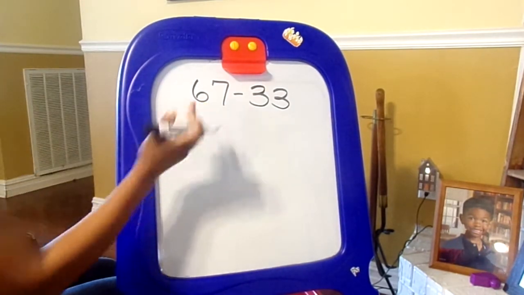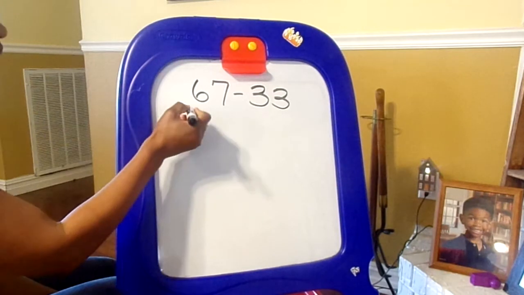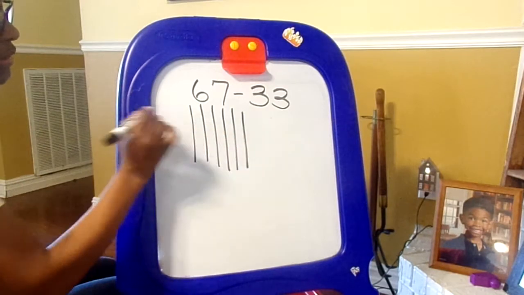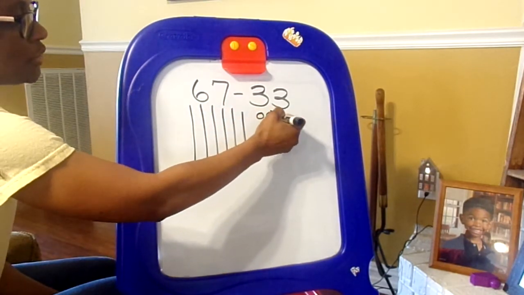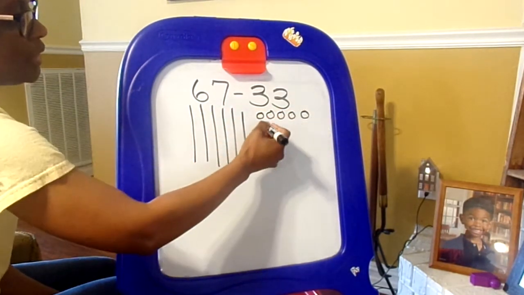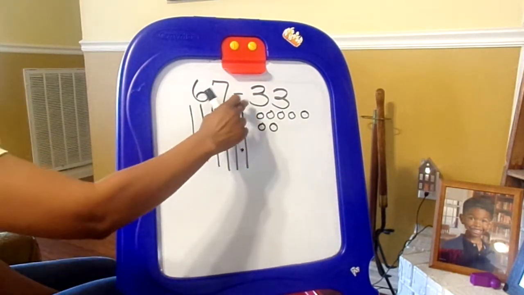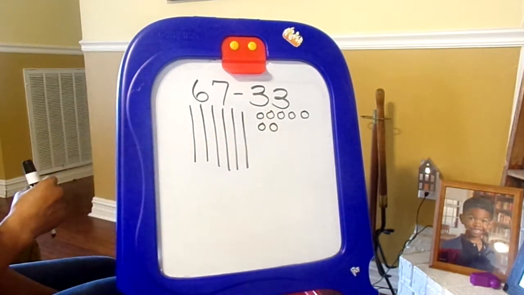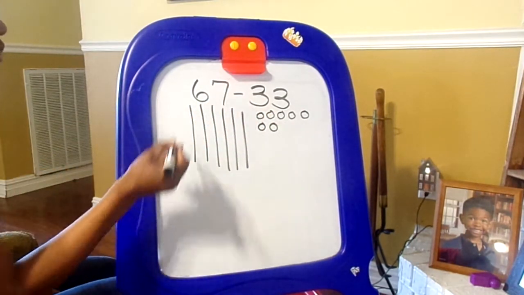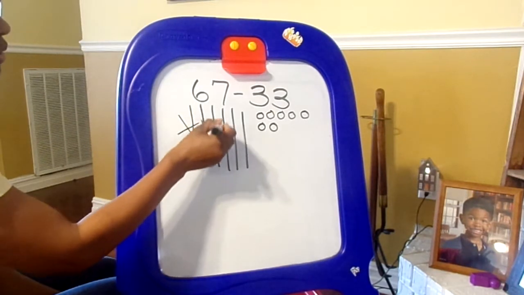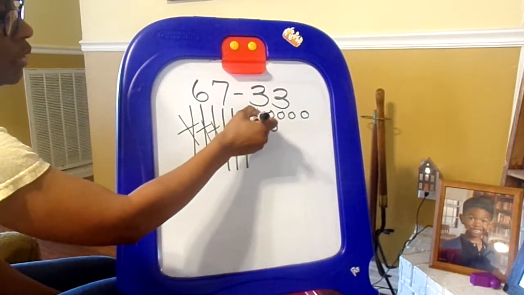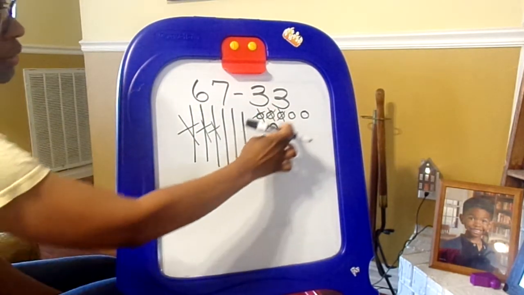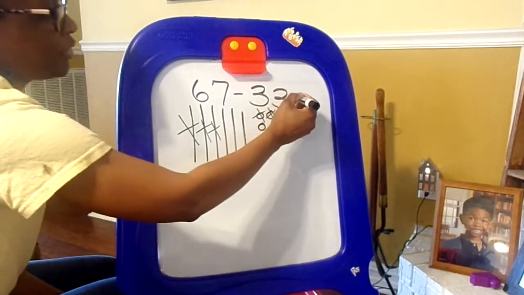So if I have 67, I could use quick tens and ones: 10, 20, 30, 40, 50, 60, 61, 62, 63, 64, 65, 66, 67. Then I subtract 33. Remember, I'm subtracting, so I take away from what I already have. So 33: take away 3 tens, 10, 20, 30, and 3 ones, 1, 2, 3. And then my answer is 10, 20, 30, 31, 32, 33, 34.